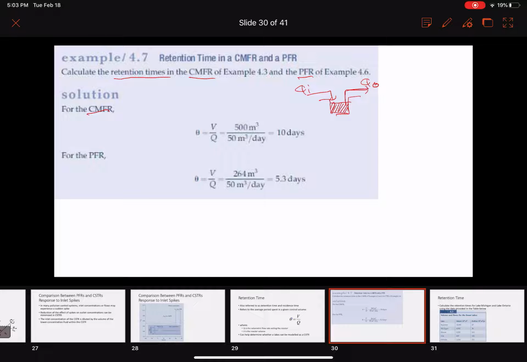So it's volume over Q. You have the volume of the CSTR and you have the Q, giving 10 days. So the water inside this CMFR will stay for 10 days before it goes out. For the plug flow reactor, it's the same thing. Q in, Q out, and the time it takes the plug of water going from one place to another is equal to the volume over the flow rate. That's 5.3 days. You can see it will take 5.3 days here, and a longer period of time there.